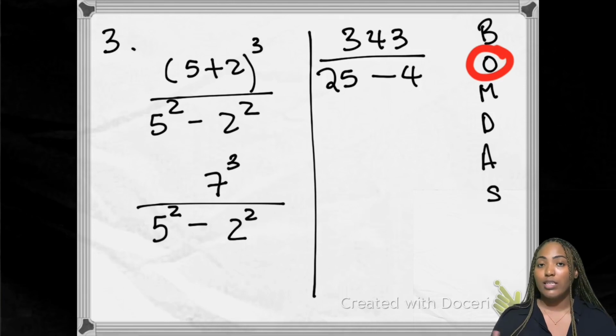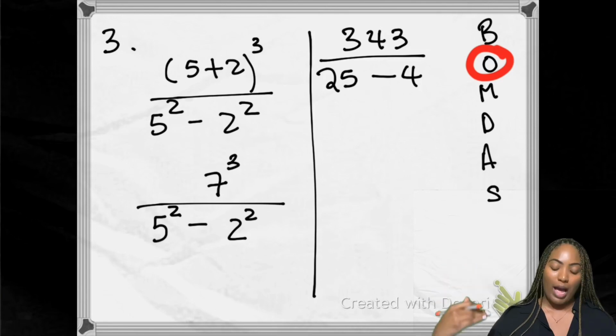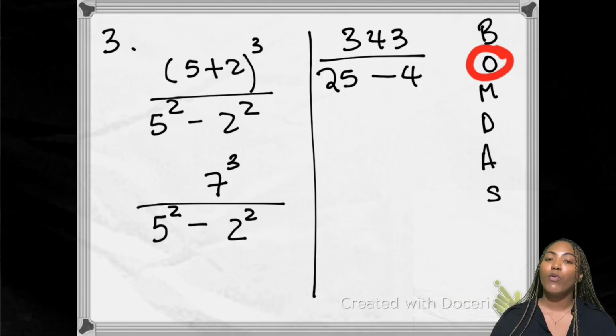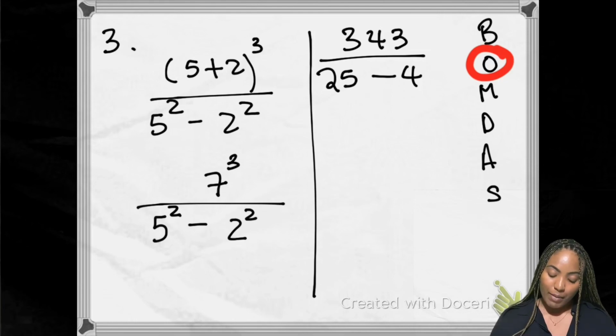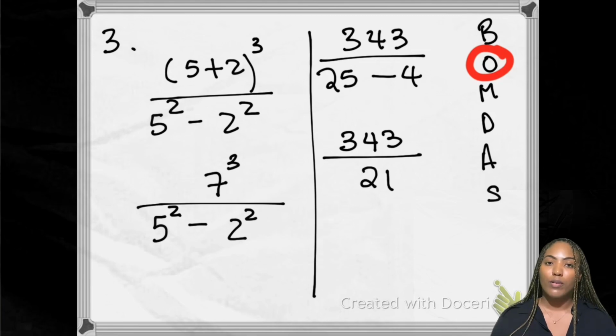Also encapsulated in that O is to work out everything that is in the numerator and what is in the denominator before doing our final division or simplification. By that I mean we will still have 343, and then we would divide it by, or put it over, 25 minus 4, which gives us 21.